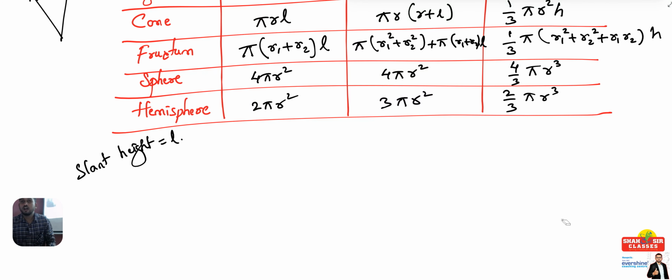So, what we are studying, volume, right? 1 by 3 pi r square h. So 1 by 3 as it is, pi as it is, r square means r1 square plus r2 square plus r1 into r2, into h. Sphere: 4 pi r square. Volume: 4 by 3 pi r cube. So hemisphere: 2 pi r square. Total: 3 pi r square. Volume: 2 by 3 pi r cube. Any doubts? Is this clear?